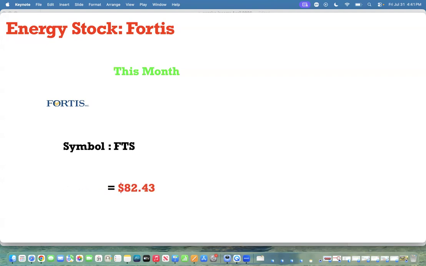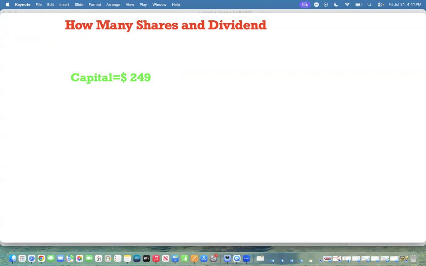Yeah. So the price is 82.43. So how many shares can you buy? How many shares and dividend can you get here? Let's say our capital is just this little, and we have 249. It's not very much. We have 249 and we want to buy Fortis. Are we going to only buy 2 shares, 3 shares, or whatever we can afford at this moment?